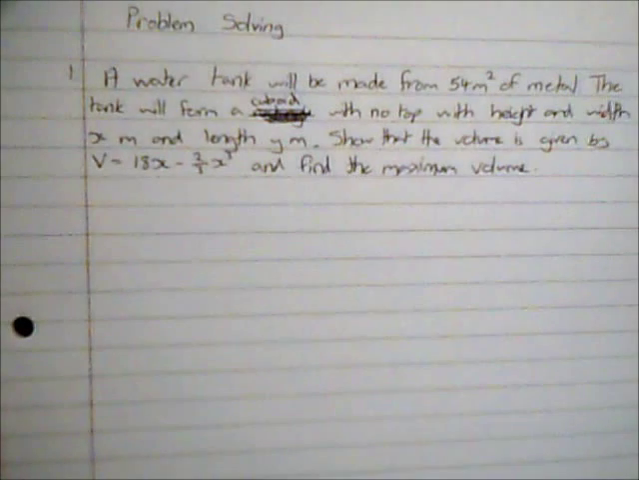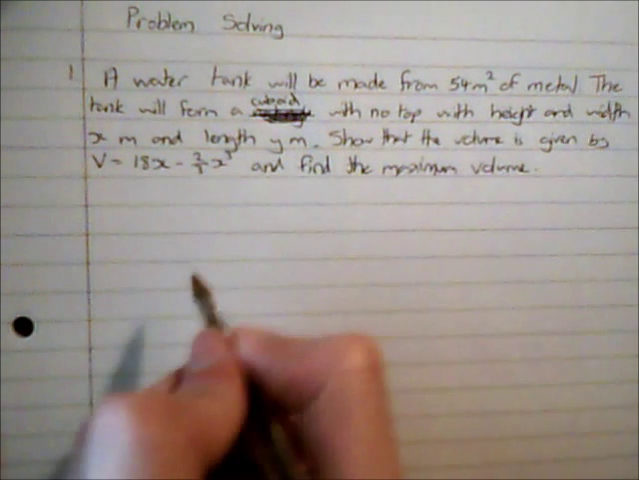In this video we're going to look at how to solve problems involving maximum and minimum points. This is a practical use of differentiation. So we're told a water tank will be made from 54 meters squared of metal, and the tank's going to form a cuboid with no top, and the height and width are both x meters and the length is y meters. Show the volume is given by v equals 18x minus 2/3 x cubed, and find the maximum volume.